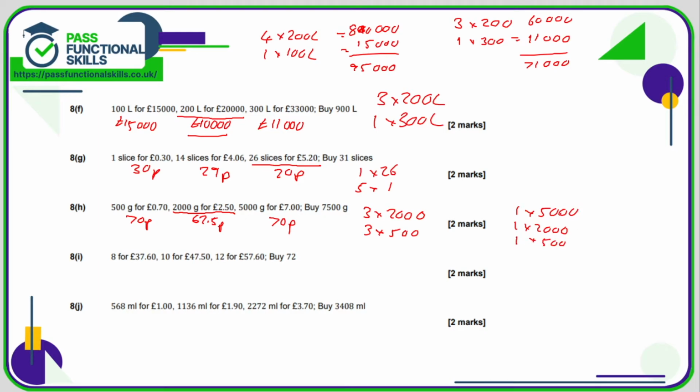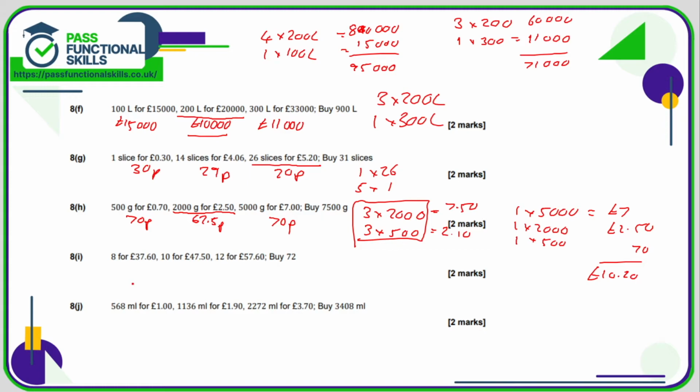Let's just be careful and let's think about this. So that is £7. 2,000 is £2.50, and 500 is 70p. So £9.50 plus 70p. That's going to be £10.20. So 3 times this price here is going to be £7.50, and 3 times 70p is £2.10. That comes to £9.60. So yes, this is definitely the cheaper way to do it.